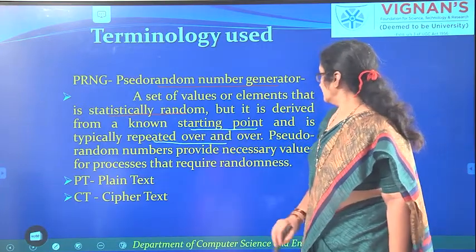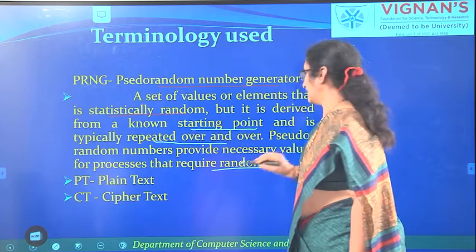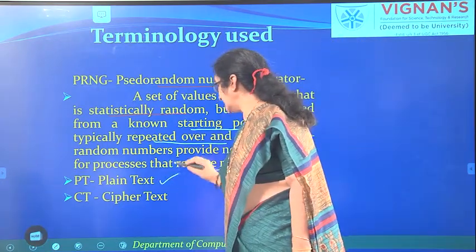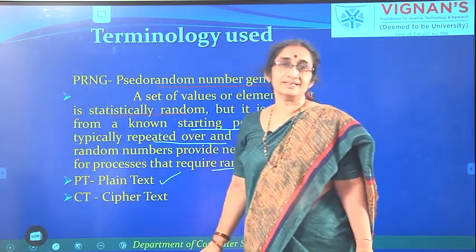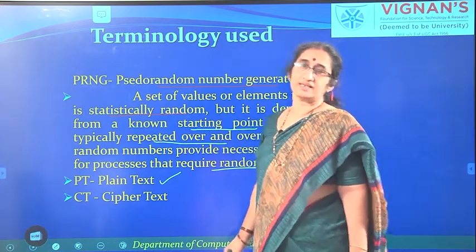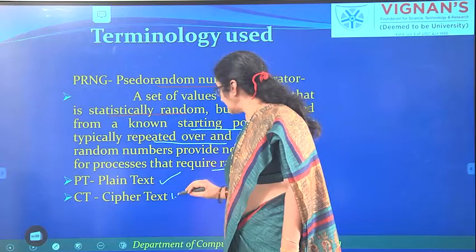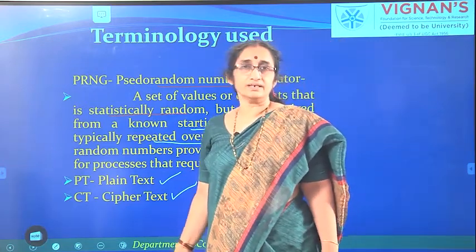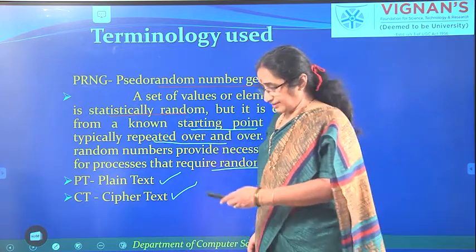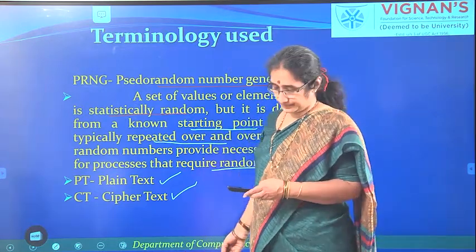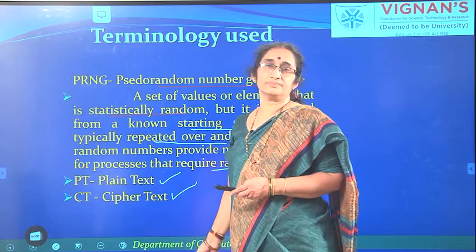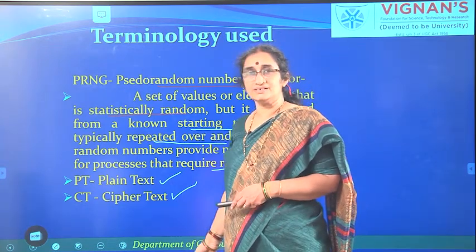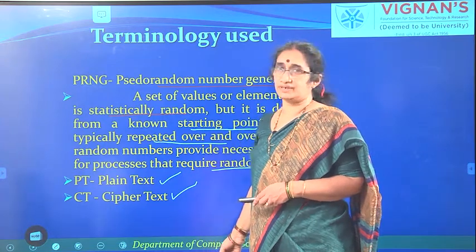It provides you the randomness in the data. Plain text is the original message that is to be transmitted, and the ciphertext is the message that is created after applying this particular encryption algorithm. And we will be using a key. Key is a secret message that is known only to the sender and the receiver. It can be a message or a number or whatever it is.